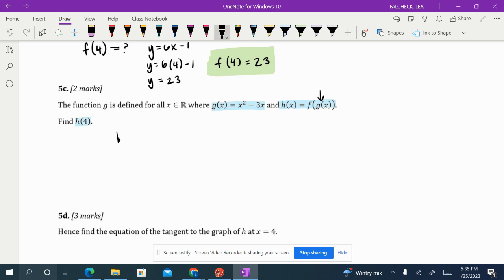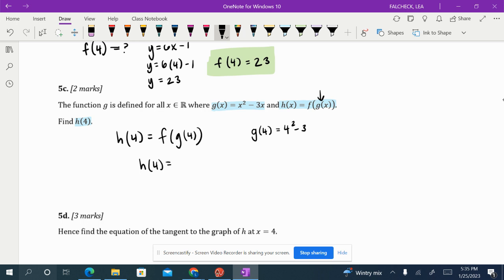Hooray for us. So h of 4 is going to be f of g, and then there's a 4 in for g. So we've got f of g of 4. Well, let's find out what g of 4 is, and then we can plug that answer into f. All right, so g of 4, they gave us the equation. Very helpful.